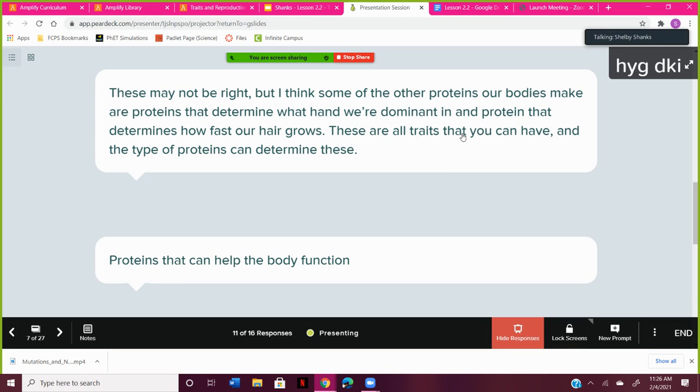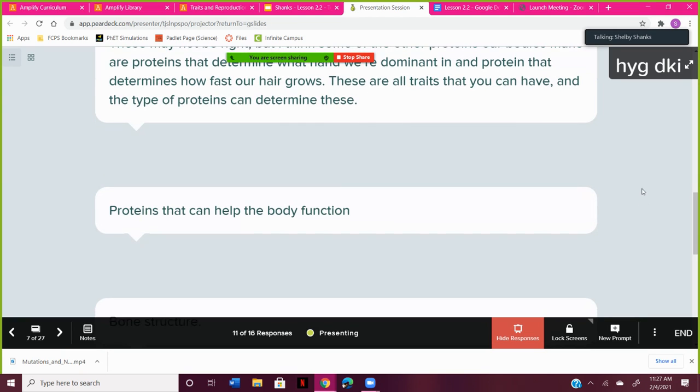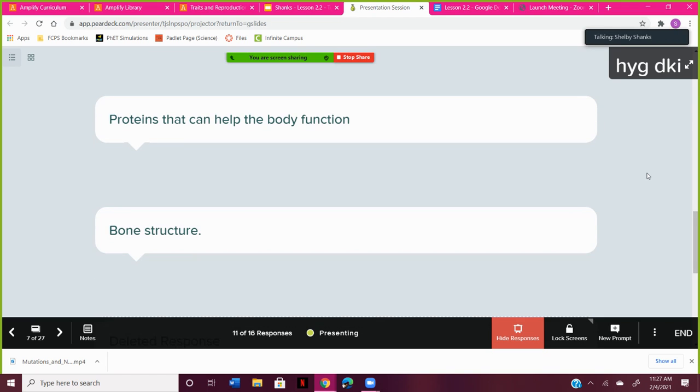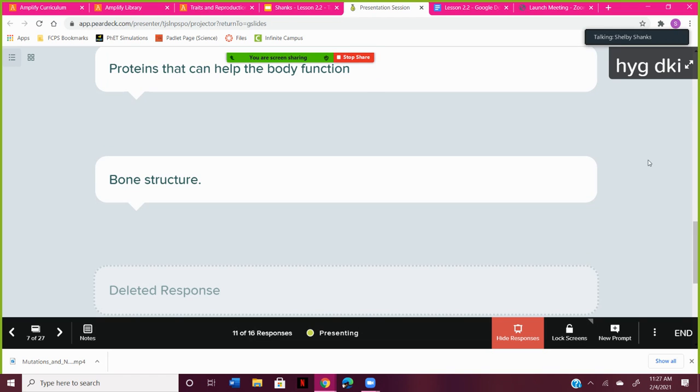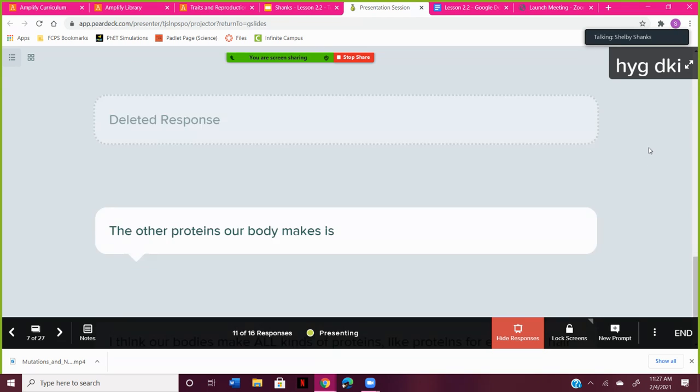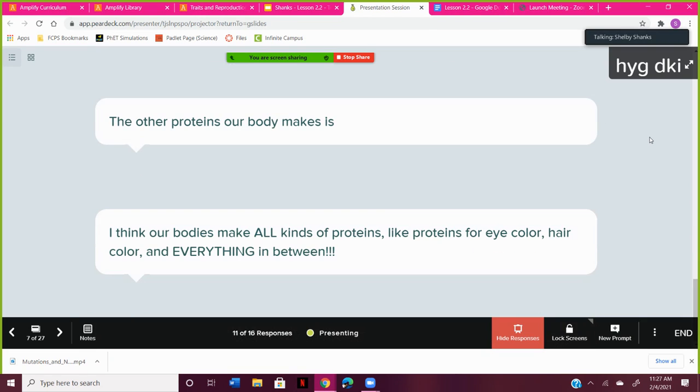Emerson, this is a good one. So determining what hand we may be dominant with. How fast our hair grows. Somebody pointed that out last class. Proteins determine that. Proteins can help with body function, something with your bone structure, eye color, hair color, and everything in between.